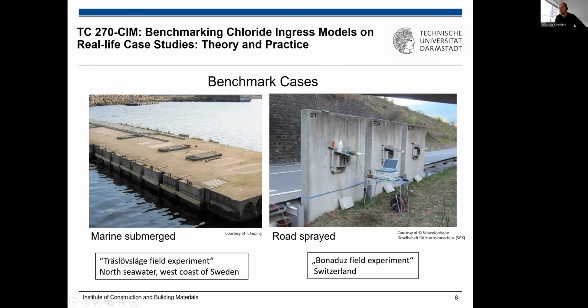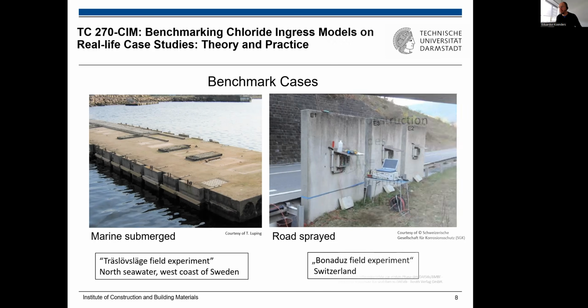E1 is this one marked, and then E2 is that on the other side, and then E3 is the middle panel. And they are monitored already for 22 years. Actually, while the TC was running, they did another measurement, so we got the latest data on these panels. And yeah, these were the two cases we used for benchmarking.